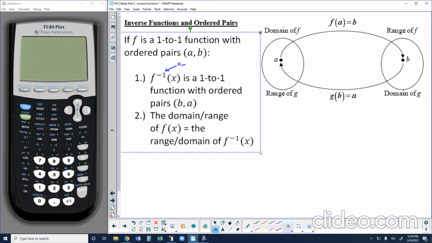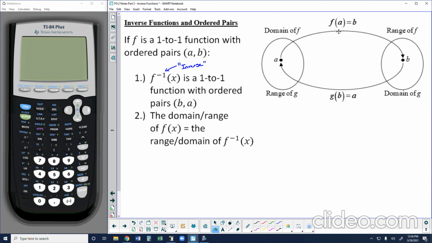This notation means inverse. So f to the negative first power of x is not a reciprocal, it's an inverse operation. So this would mean inverse. The inverse of f of x is a one-to-one function with an ordered pair (b, a). So if I have (a, b) on a function, its inverse is going to flip. The y value now becomes the x value, and the x value now becomes the y value. Essentially what this does is it takes all the values from the domain and the range and switches them.